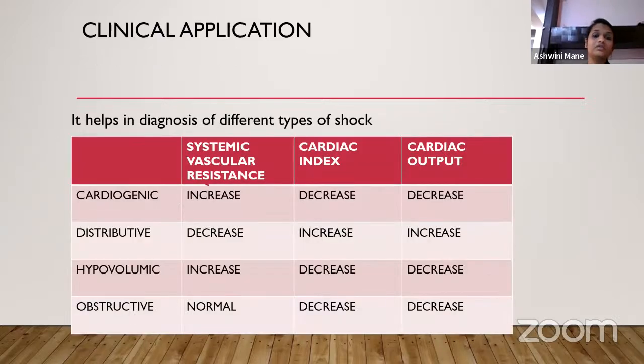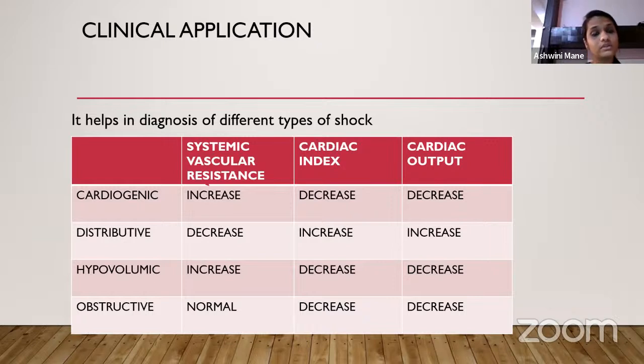Now the clinical application of this is to differentiate between the various types of shock. In cardiogenic shock, the systemic vascular resistance will increase, cardiac index will decrease, and the cardiac output will also decrease. In distributive shock, systemic vascular resistance will decrease, cardiac index will increase, and the cardiac output will increase.